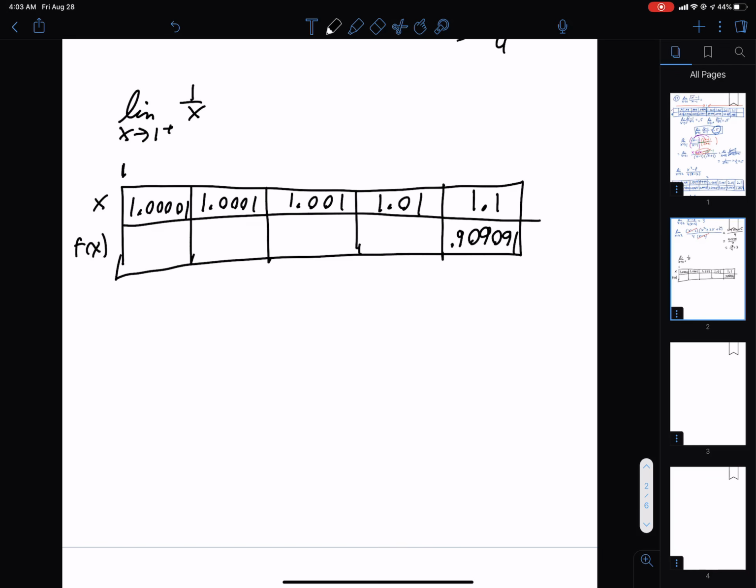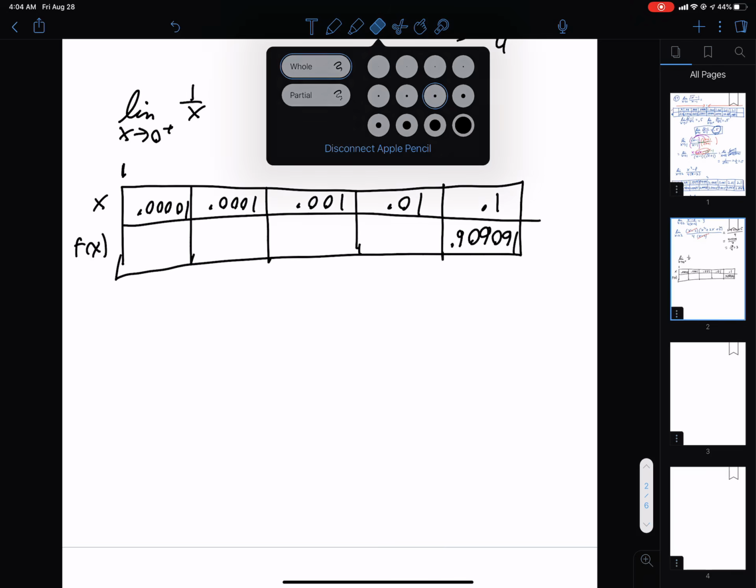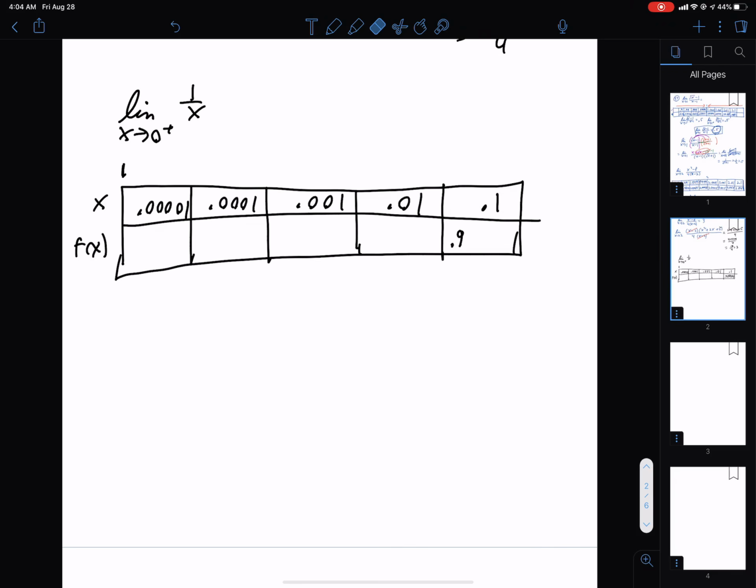Oh, I am so sad. I am so sad. I don't want to start this video over, so my apologies. I meant to approach 0. Sorry. The only thing that's going to change is to approach 0, I'm going to start at 0.1, then 0.01, then 0.001, then 0.0001. Yeah, okay. And that's going to change. My apologies. I'm sorry.